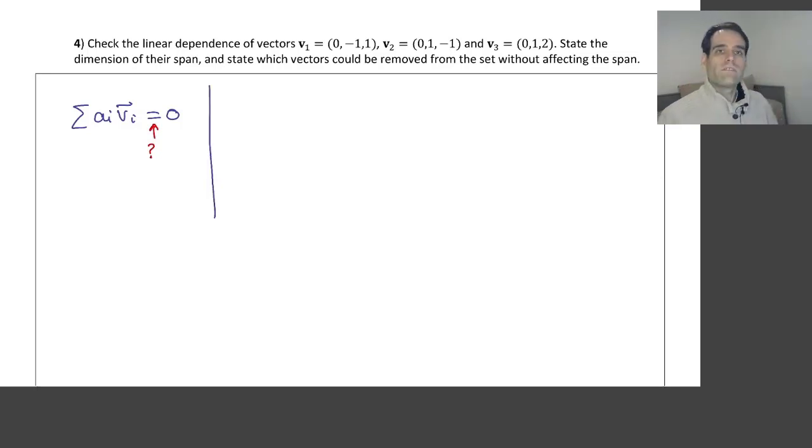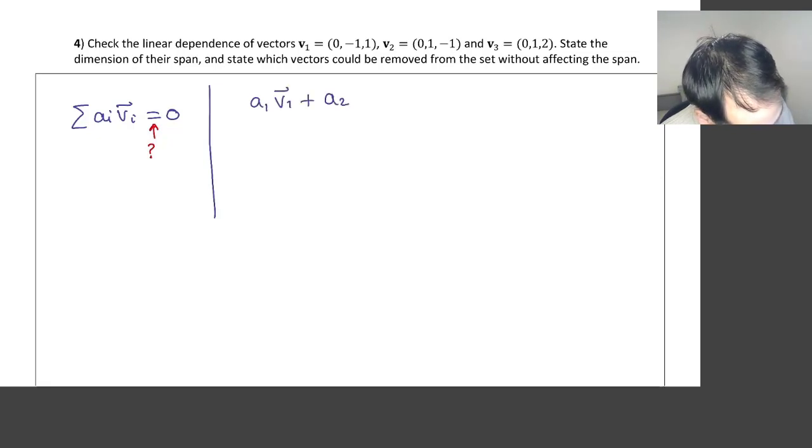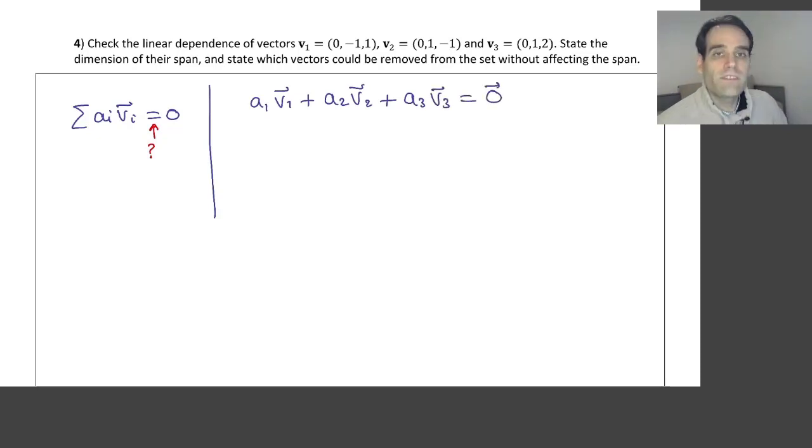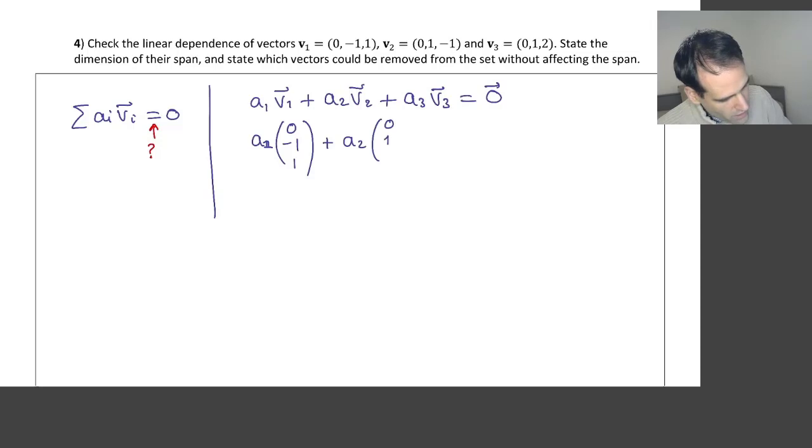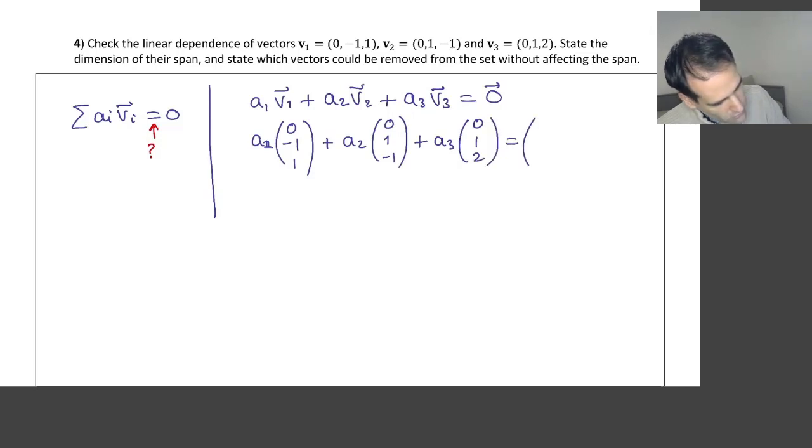So we write down the equations. A1 times V1 plus A2 times V2 plus A3 times V3 equals 0. And we substitute the vectors, and we get that A1 times the first vector, which is 0, minus 1, 1, plus A2 times the vector 0, 1, minus 1, plus A3 times the vector 0, 1, 2. And this is equal to 0, 0, 0, the zero vector.